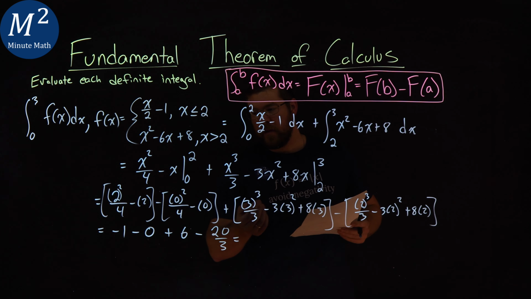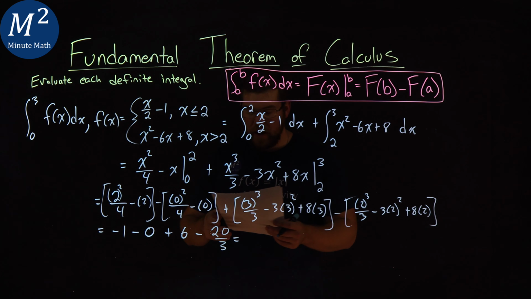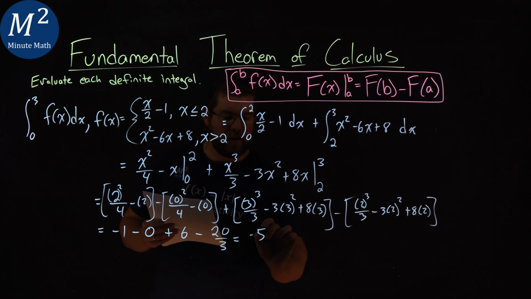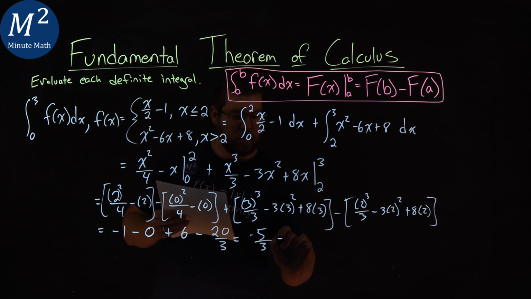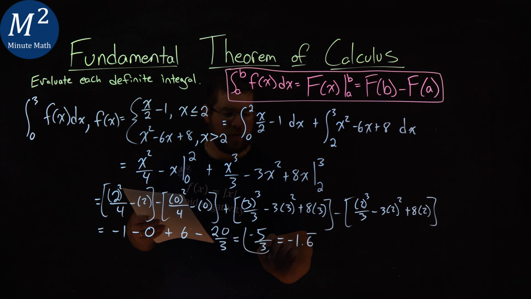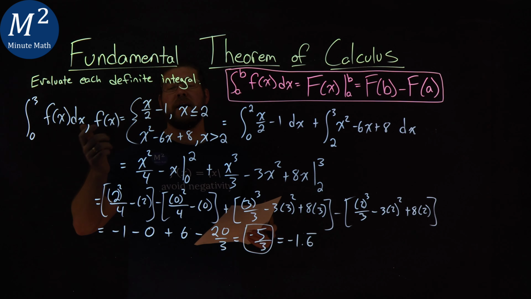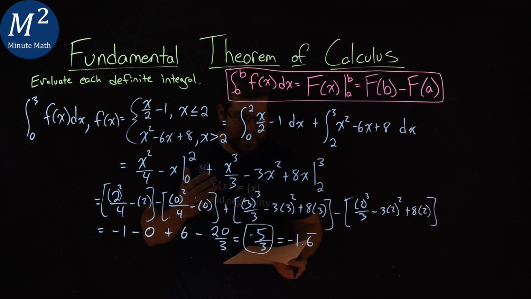When we combine all this together, -1 minus 0 plus 6 minus 20 over 3, we get -5/3, which is equal to -1.6 repeating, however you want to write it. Either way, we have our final answer. Our integral from 0 to 3 of f of x dx of our piecewise function is -5/3.